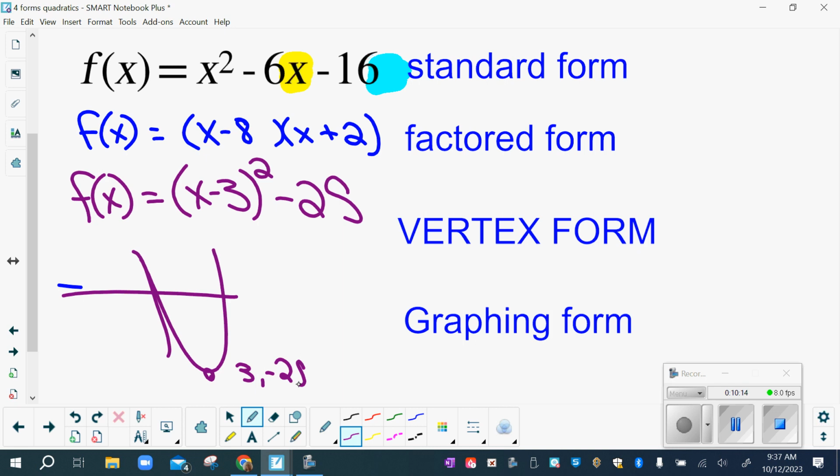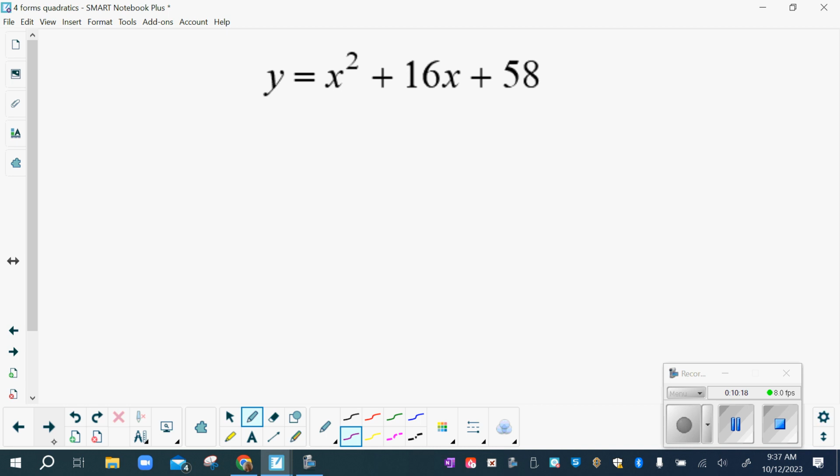Is everybody cool with that? Okay, so here's what we're going to do today. We're going to practice vertex form a few more times because I feel like we're a little shaky. Okay, so let's practice vertex form. You guys ready? New problem, we're trying this one. Everyone should be right there. New problem to try.